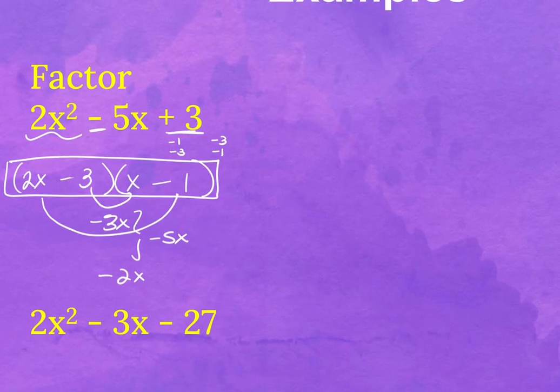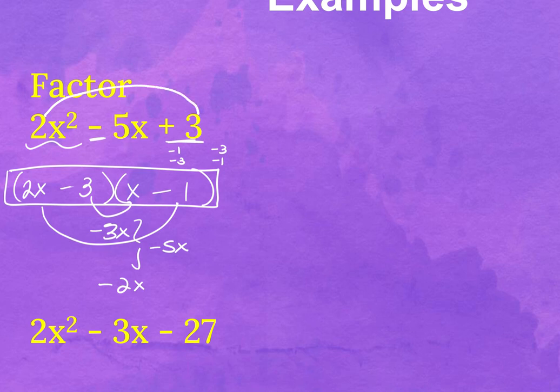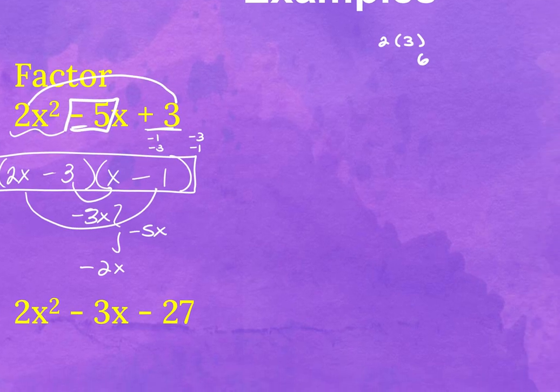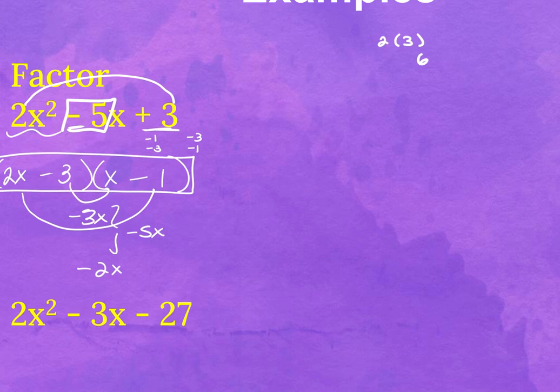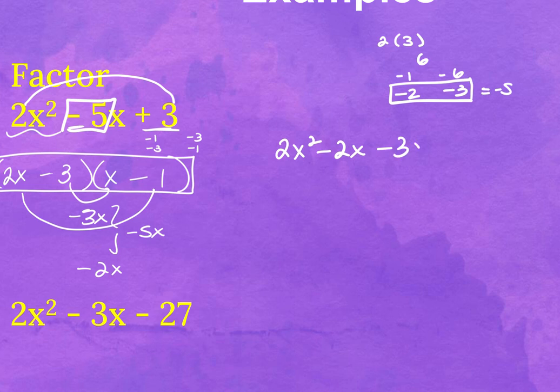Then first times last. So I would multiply 2 times 3, and I get 6. And I'm looking for the factors of 6 that sum to -5. They have to be negative, and they both have to be negative because the product has to be positive and the sum has to be negative. So -1, -6, -2, -3, and that's the combo that adds to -5. I replace my middle term with those. So 2x squared minus 2x minus 3x plus 3. So the middle 2, again, take over the middle term.